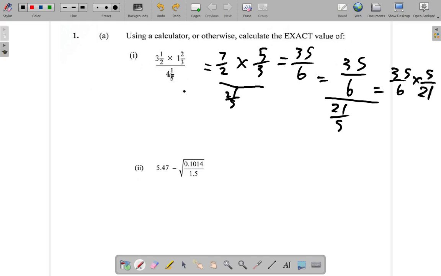Alright, so remember, you have a fraction here divided by another fraction. The top fraction, which is the numerator, you multiply that by the reciprocal of the denominator. So this is what you have.